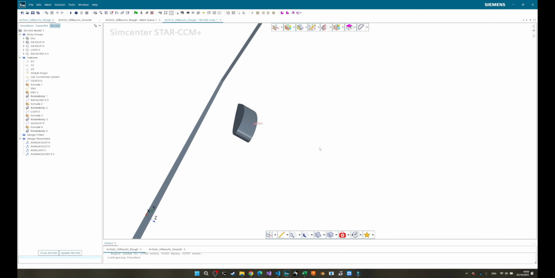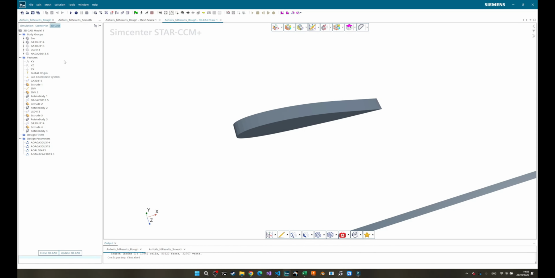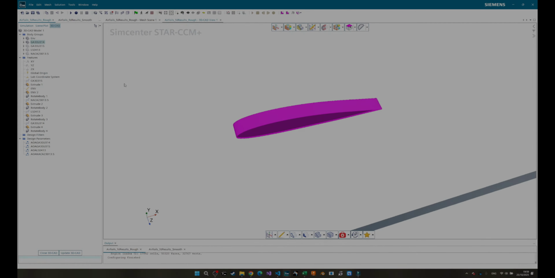Finally, I selected GA30U314 for the subsequent fluid structure interaction FSI simulations.